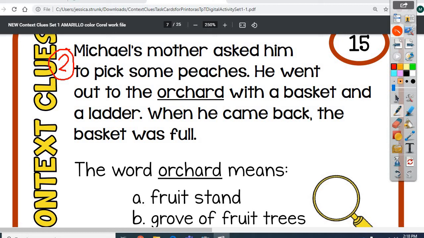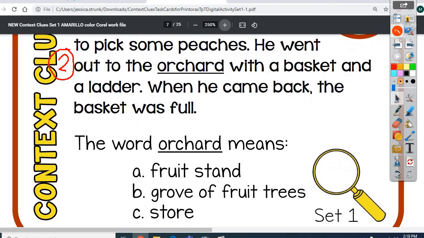Let's think about the rest of those clues. He went out to the orchard. His mom was telling him to get peaches. He needed a ladder and a basket. Where or what do you think is an orchard? And remember, you can just write A, B, or C. What is an orchard?